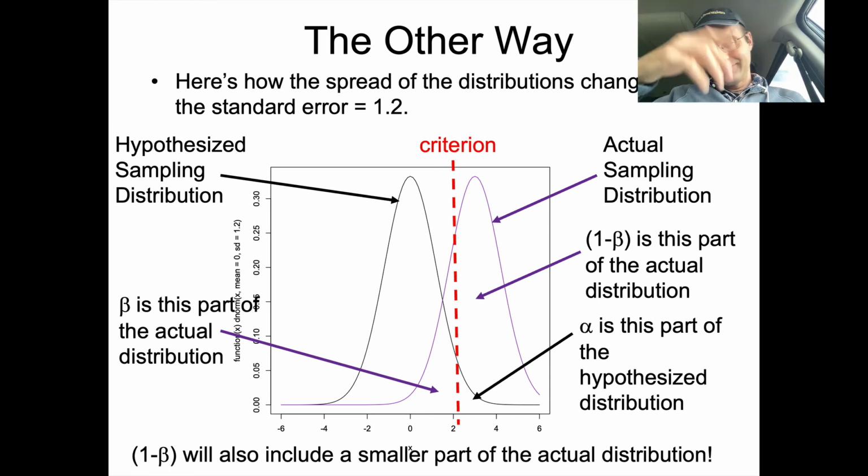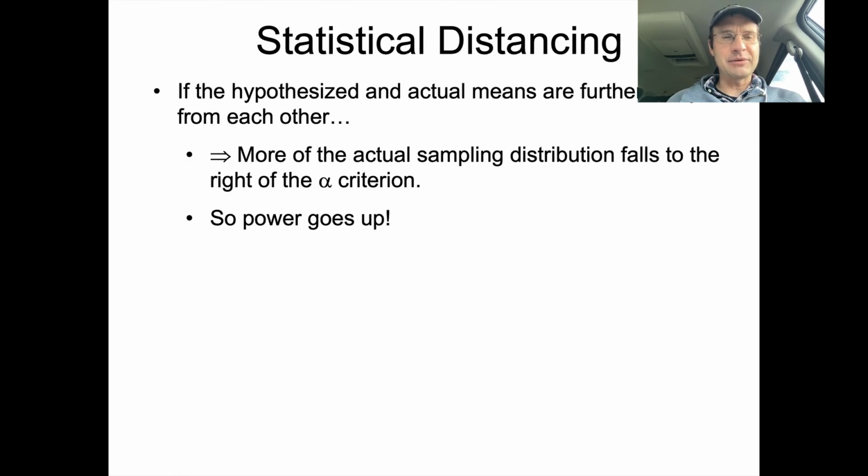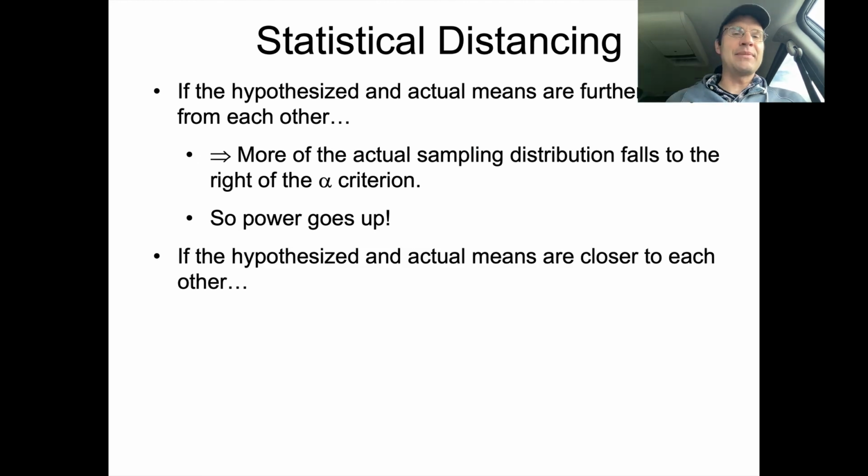And the opposite gives you the opposite effect. So if the whole distribution shifts over here, then less of this purple distribution is on the right-hand side, and I get less power out of my setup, right? So hopefully that's fairly clear, but these are all things that can factor into the amount of power you get.